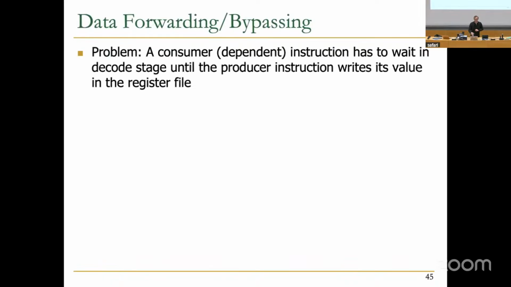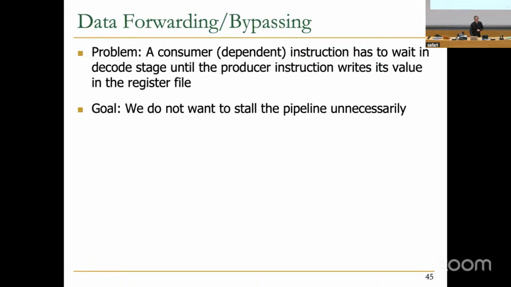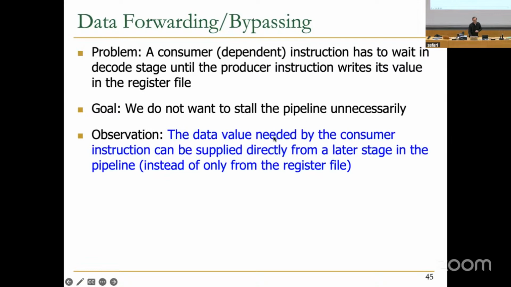Okay, so basically the problem we're going to solve is a consumer or dependent instruction has to wait in the decode stage until the producer instruction writes its value in the register file. That's the most conservative assumption we've had, right? So basically we don't want to do this. Our goal is to not stall the pipeline unnecessarily. We want to keep the pipeline moving, full and correct. The observation is that the data value needed by the consumer instruction can be supplied directly from a later stage in the pipeline instead of only from the register file, if and when it's available.